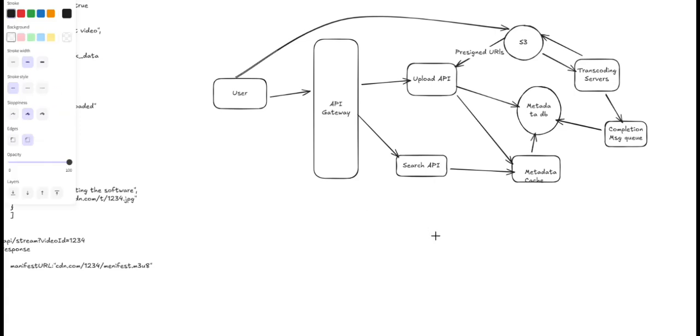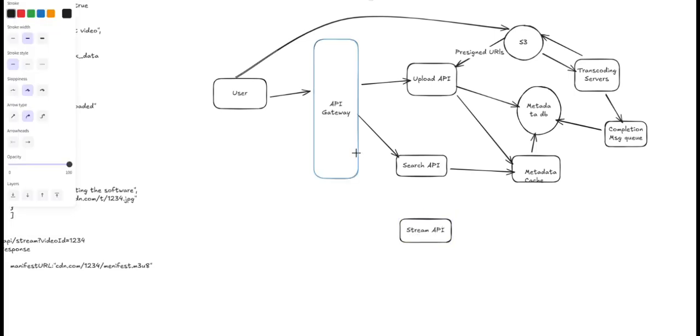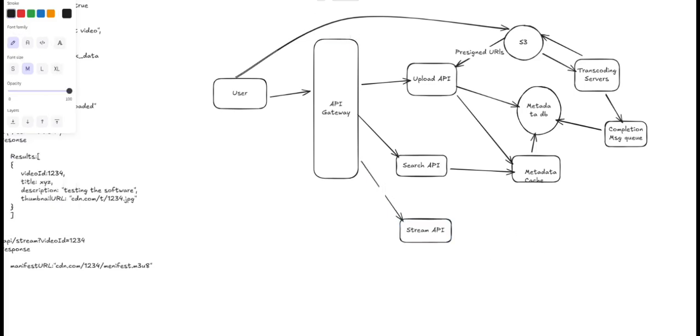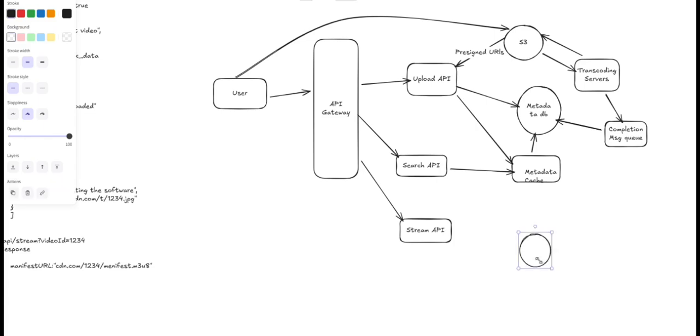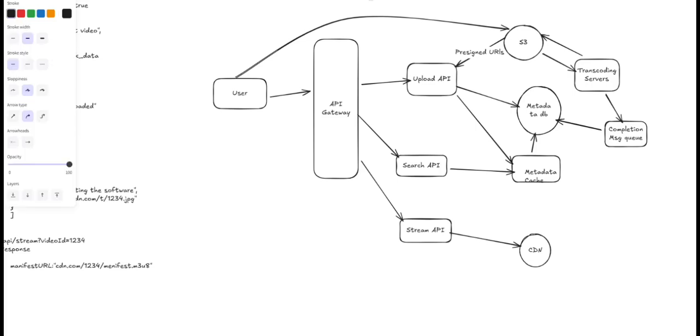Our third functional requirement is basically stream video. For stream video, we will use the stream API. Again, the request will go from user to API gateway and API gateway to stream API. Here, stream API will get the video from CDN. If the particular video is not available in CDN, then the request will go to S3, and stream API will get the video and display it to the user. So this is at a very high level how video upload, search, and stream will work.